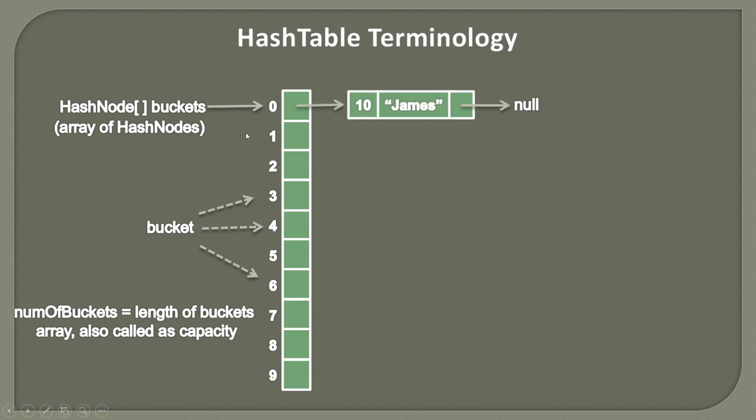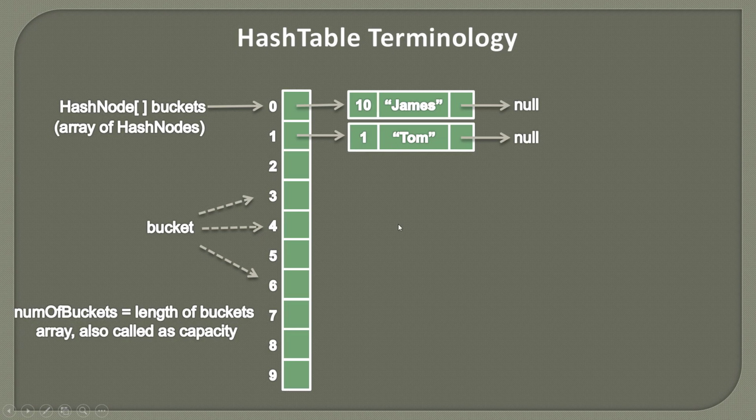For example, if we want to store a key value pair, let's say our key is of integer type with value 10 and a value of string type, James, and we want to store it at the 0th index, the 0th index bucket simply points to a hash node storing the key value and a reference to the next node. Currently, if there is only one element, the next node will point to null. Similarly, let's say at index 1 if we want to store a key value, it would look something like this.